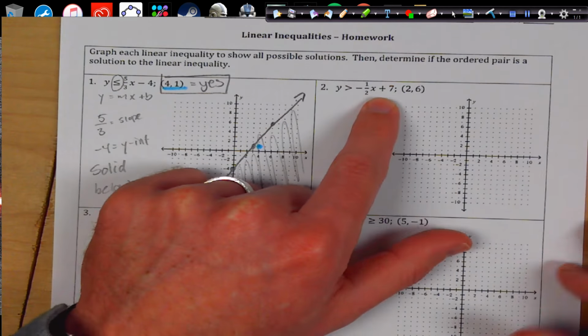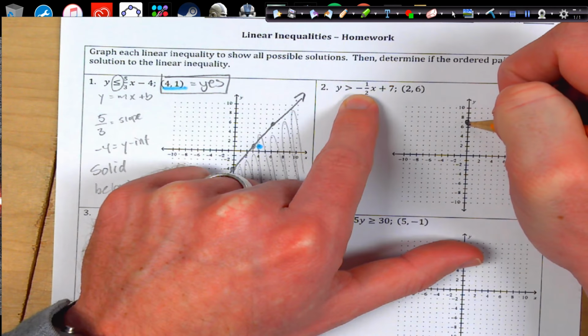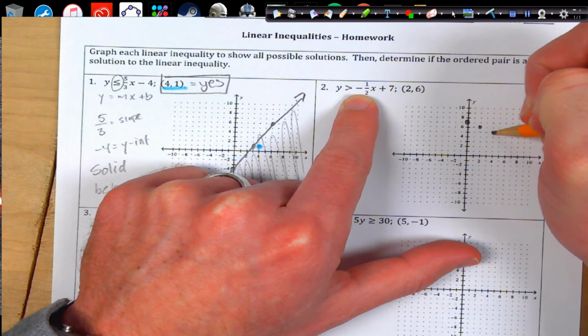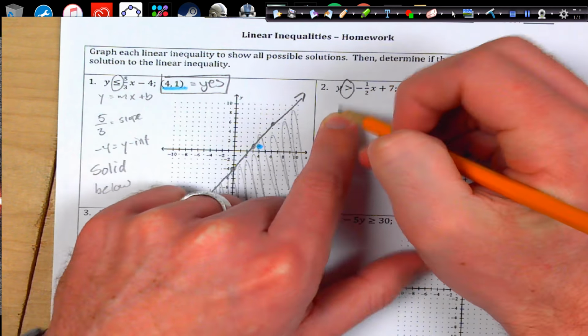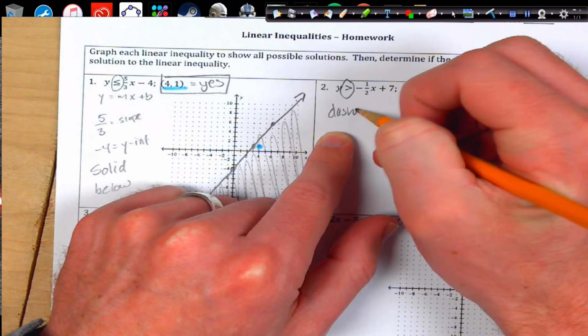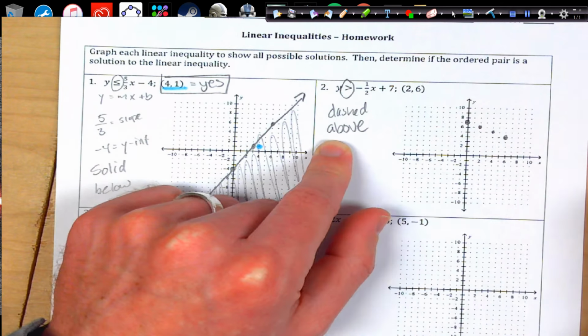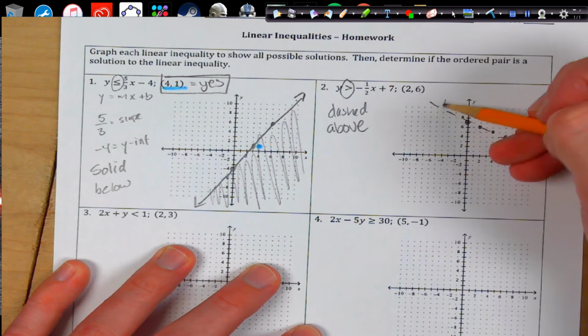Okay. Over here, we're going to start at 7 on the y, and our slope is going to be down 1 over 2, down 1 over 2, down 1 over 2. Then we're going to focus here. This is going to be a dashed line, and it's going to be above because it's greater than. So we're going to get a nice dashed line in here, and we're going to shade above.